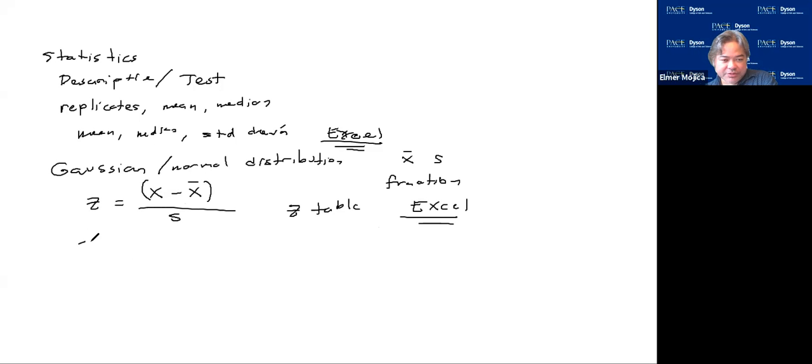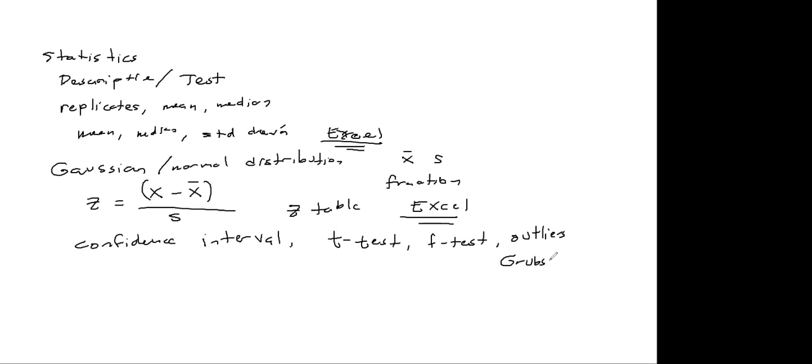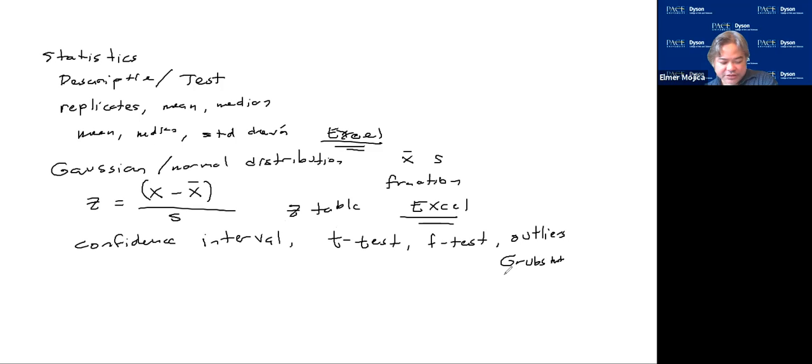And then we also discuss about confidence interval. I also showed there a video how to get the confidence interval, do the t-test, f-test, and the outliers, where we use the Grubbs test and the other one is the Q-test.